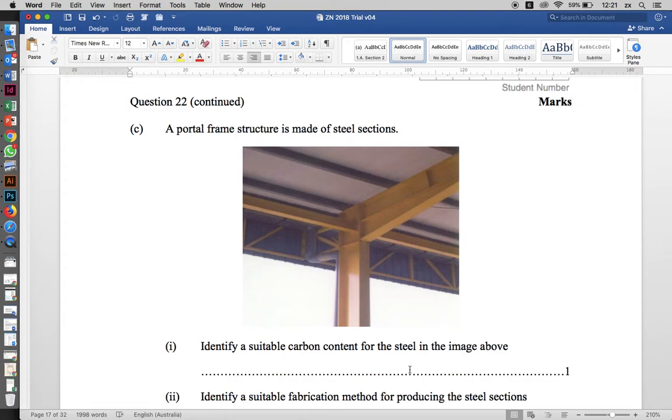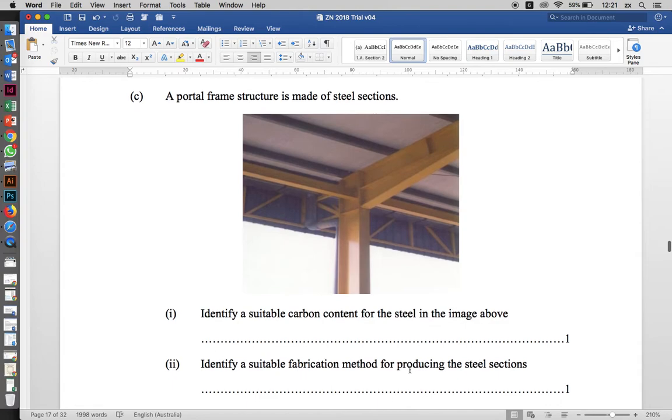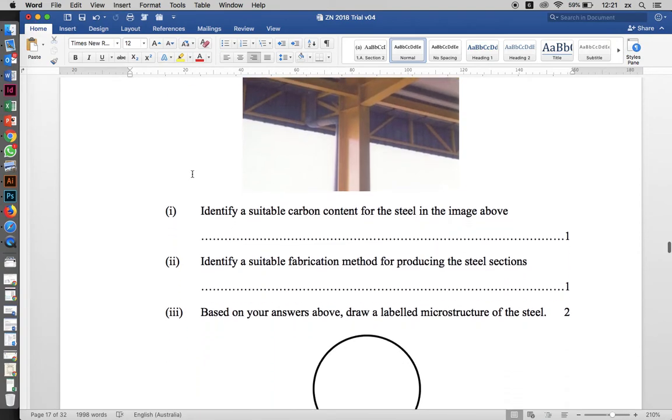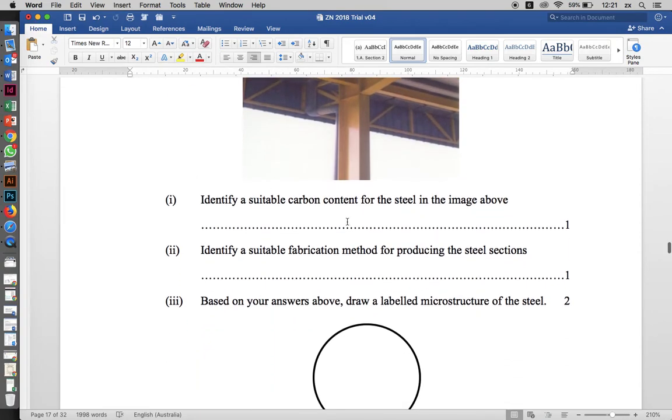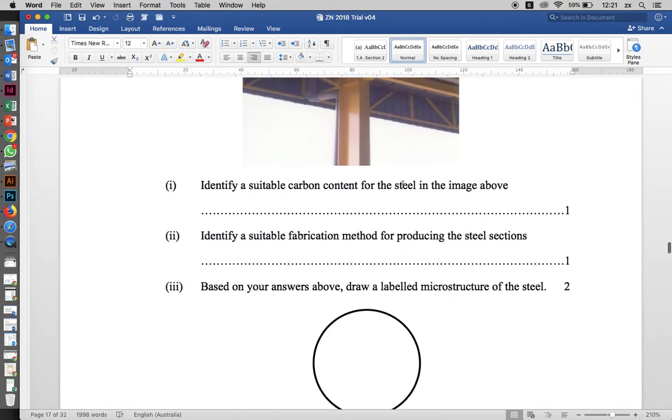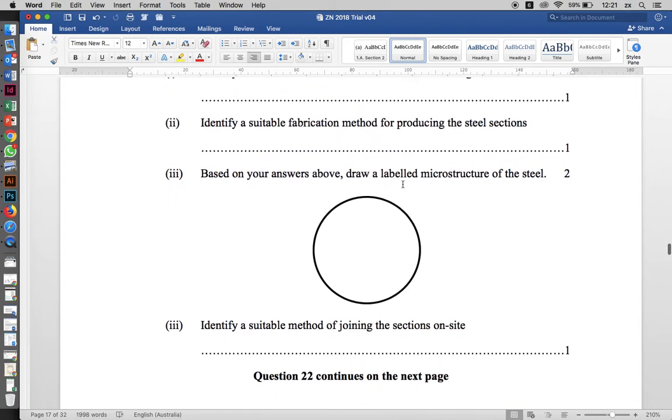Question 22. This is continuing on, so we're still staying with structures, so that's why it's question 22C. A portal frame structure is made of steel sections. Identify a suitable carbon content. 0.3% carbon is the answer there. Identify a suitable fabrication method. That would be rolling. Rolling is the fabrication method.